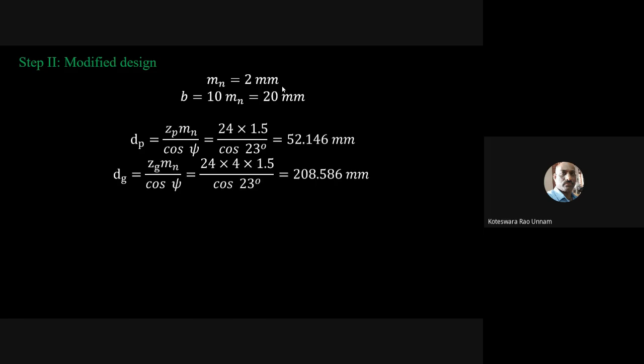So in the modification I'll choose the normal module as 2 mm instead of 1.5 mm. Then I'll do the same process we did previously. We need to calculate B, DP and DC, the effective load for these values, and also the beam strength for these values.